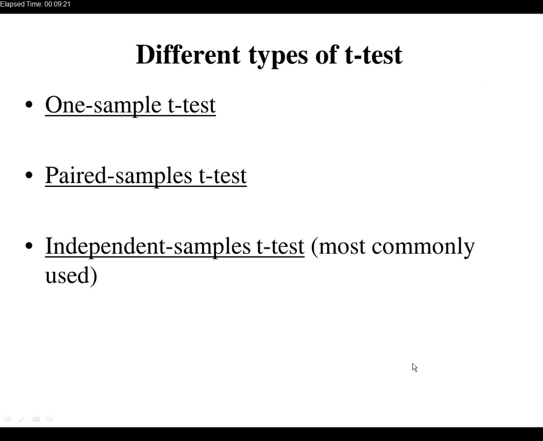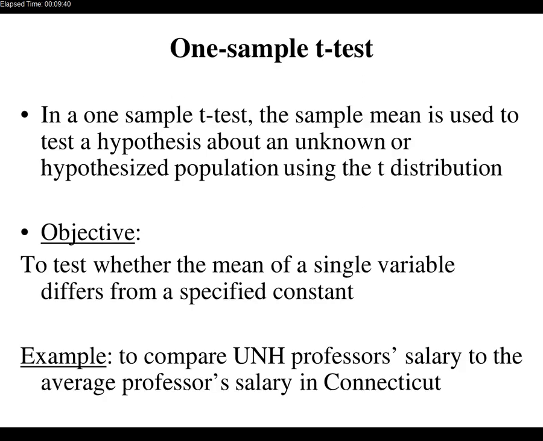Here are the different types of t-test. There are 3. The first is called a one sample t-test. The second is called a paired sample t-test. And the third is called an independent sample t-test. And this is the one that we mostly use.